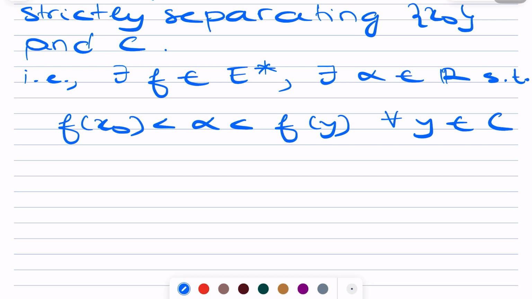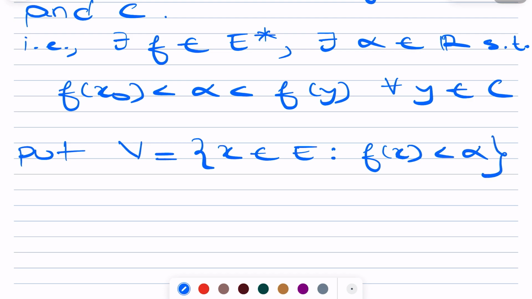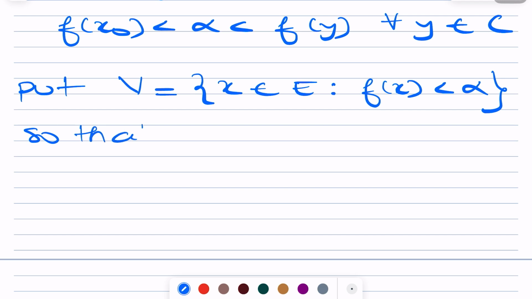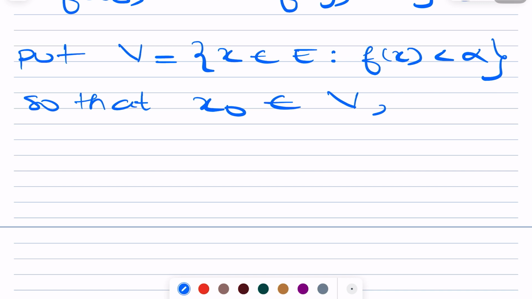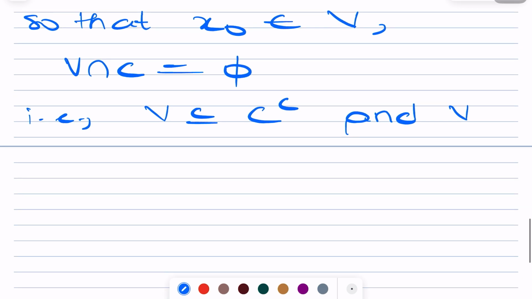Now put V equal to the set of x in E such that f of x is strictly less than alpha, so that x0 belongs to V. And V intersected with C is the empty set, so V and C are disjoint. This means V is a subset of the complement of C, and V is obviously open in the weak topology.